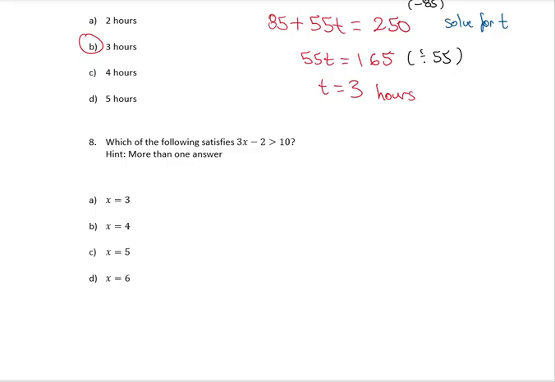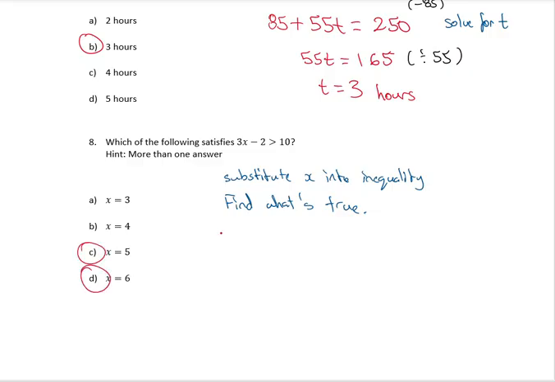All right, question 8. Which of the following satisfies 3x minus 2 is greater than 10? Now, there's more than one answer, so you need to sort of figure it out. Best thing to do is just substitute into the inequality, and then you find what's true. Now, if you do this, you'll end up getting C and D, okay?